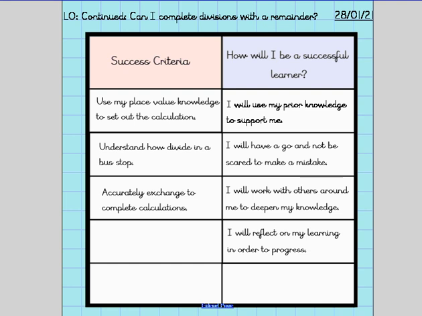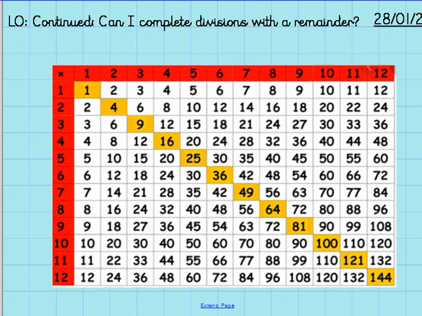There is going to be a mix today of divisions with a remainder and divisions without a remainder. They're going to be set out in a word problem, so you're going to have to pull out the key information from the calculation, and then complete the calculation. Again, I've put on the multiplication grid if you need to use that to double check your division.